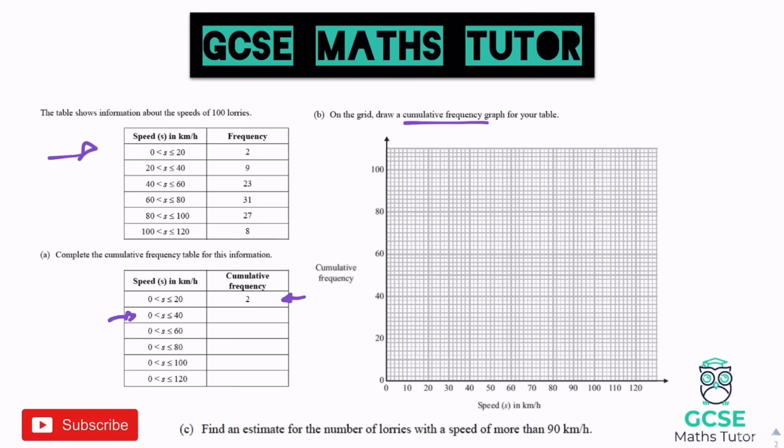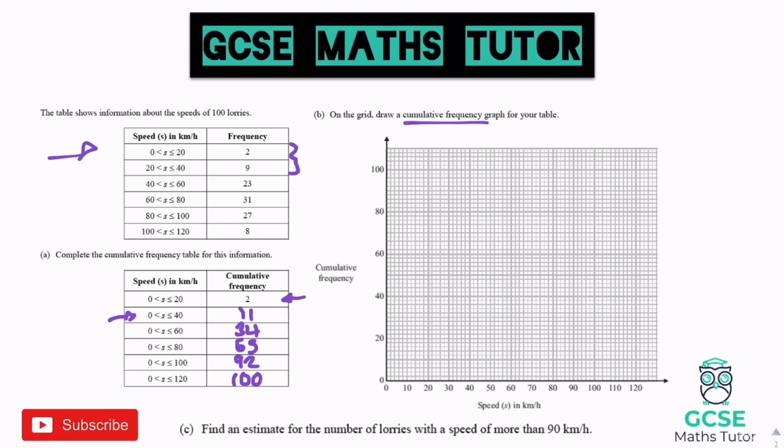And that means the accumulation, or the cumulative total, of 2 and 9 there. If you add up 2 and 9, we have 11. Then there's 23, so from 0 to 60, add the 23 into that as well. We have 34. Add the 31 into that, we get 65. Add the 27 into that, add 7 is 72, add 20 is 92, and then add the 8 into there gives us our total of 100.